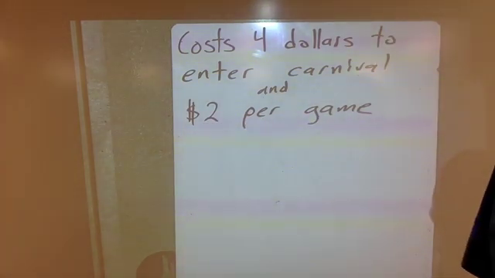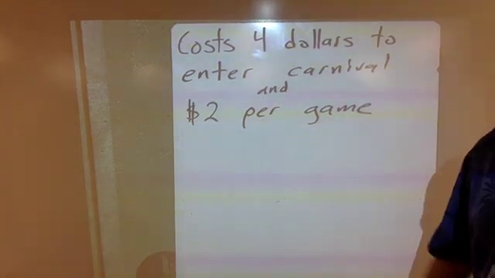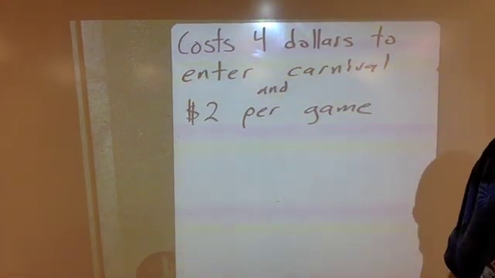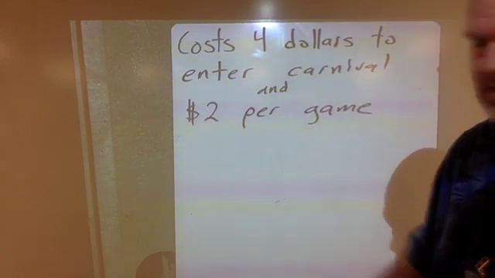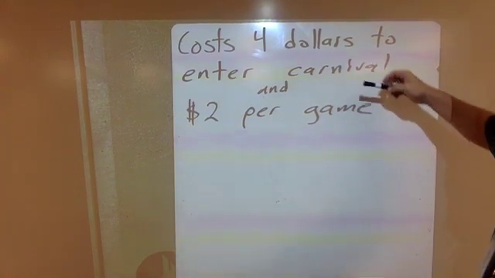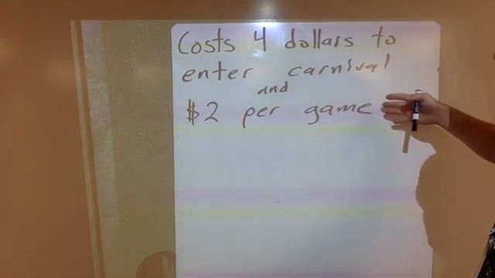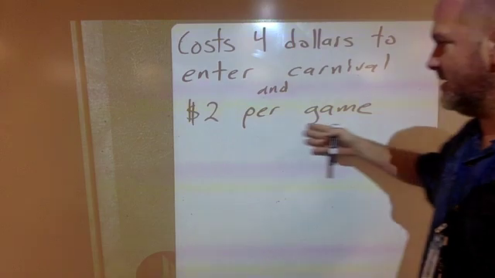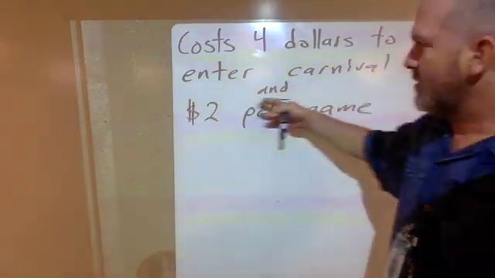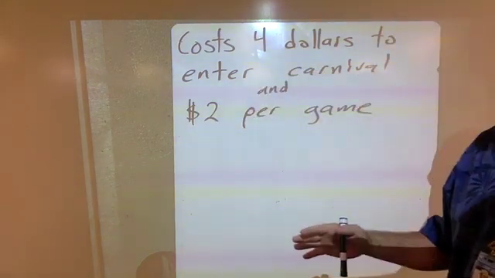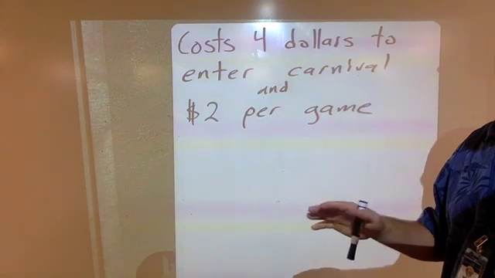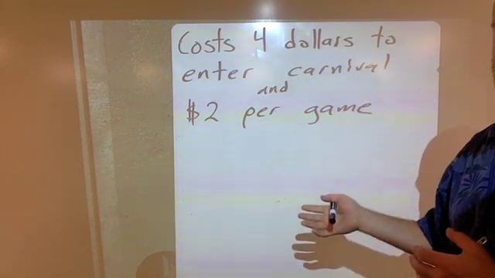Say your parents gave you $10. You could have played 3 games. $4 to get in, $2 per game. That's another $6. There goes your $10 down the drain when you could have bought something nice for your teacher. Okay, so my point is that to know how much money you spent that night, you got to know how many games you played. We're going to turn this into an equation so that you can figure out right away how much money you spent depending on how many games you played.